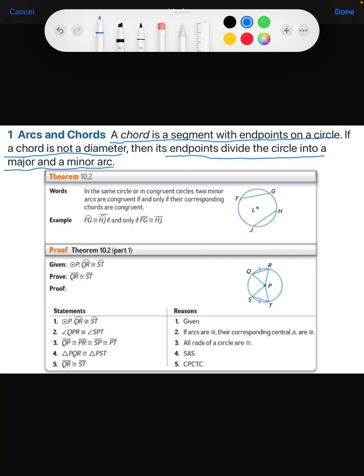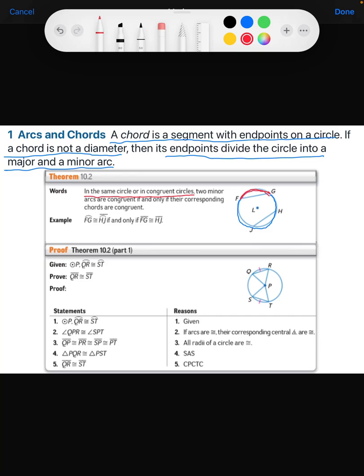So we're looking at chord FG. The major arc would be this part, and the minor arc would be this part. So in the same circle or in congruent circles, so if they're equal to each other, the two minor arcs are congruent if and only if their corresponding chords are congruent.